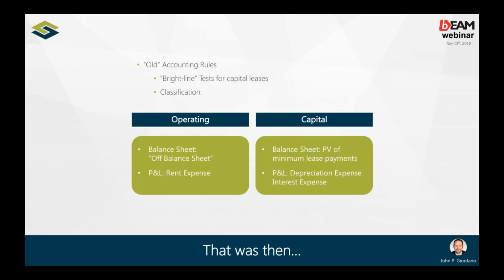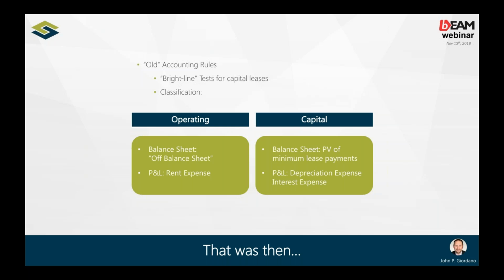Taking us into the next slide, you notice we highlight here for you, which we've entitled "This is Then," which is pretty much now until the new implementation goes into effect, again for 2019 for public companies, 2020 for private companies. So under the old accounting rules, there was a bright lines test for capital leases. The test usually fell with four key criteria.